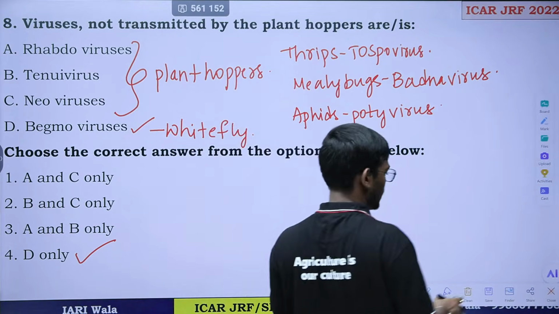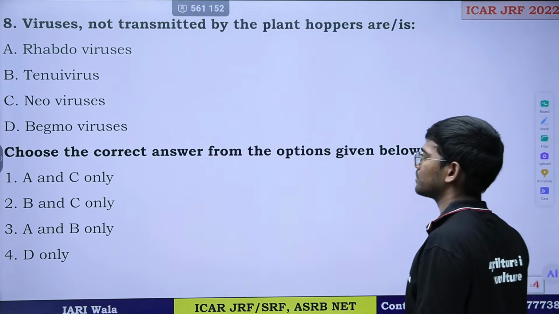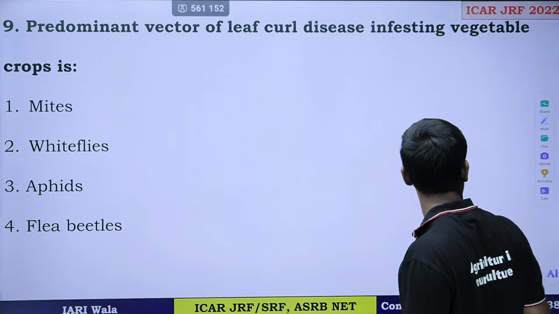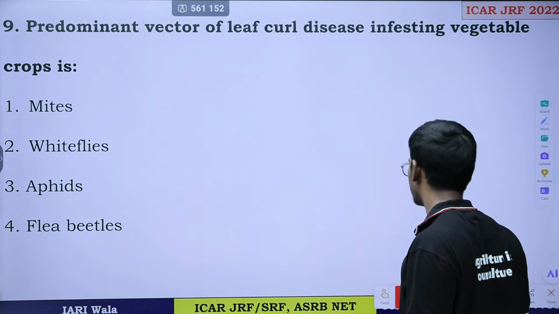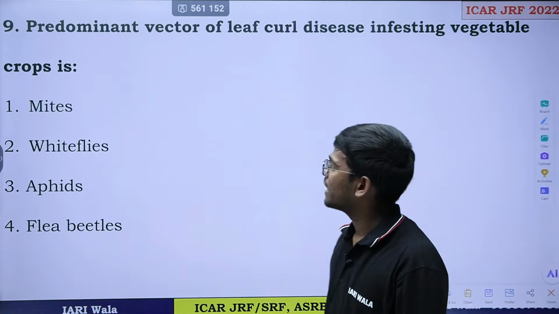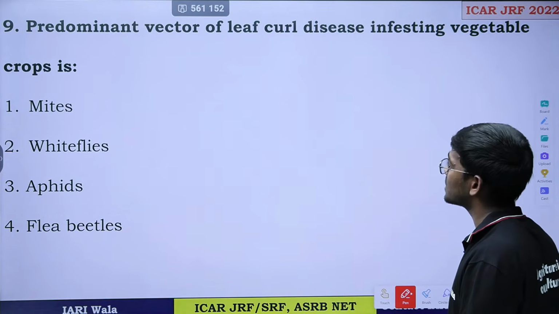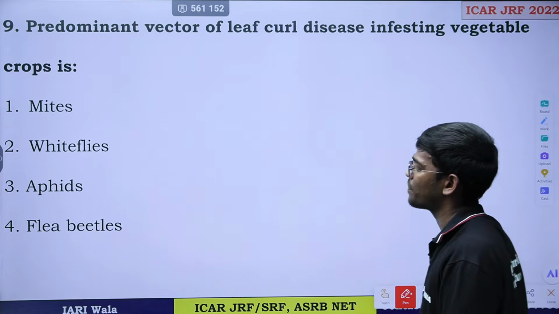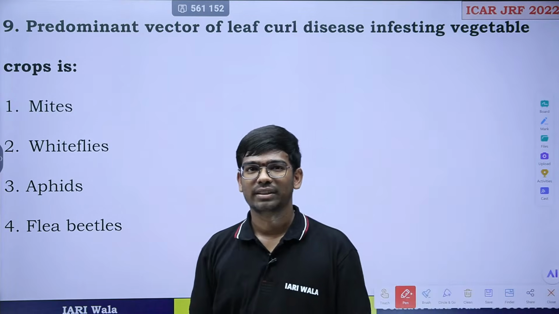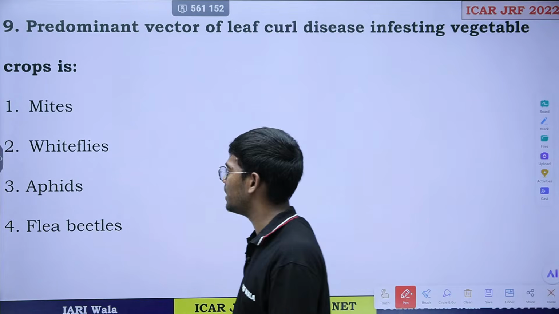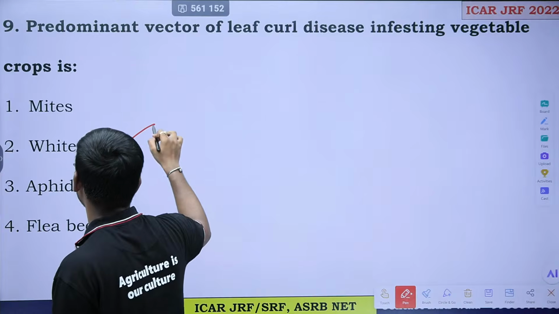So while moving to the next question, the 9th one: the predominant vector of the leaf curl disease infesting vegetable crops is. Okay. Mostly, as I have said many times, the major leaf curl diseases are mostly transmitted by the whiteflies. Okay.